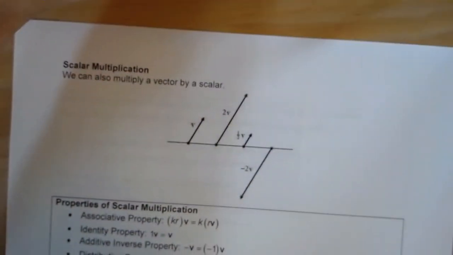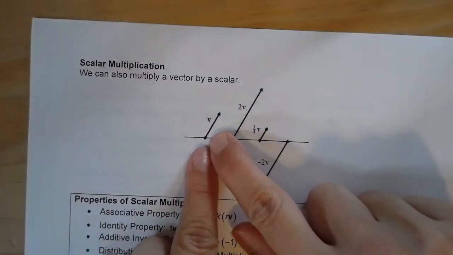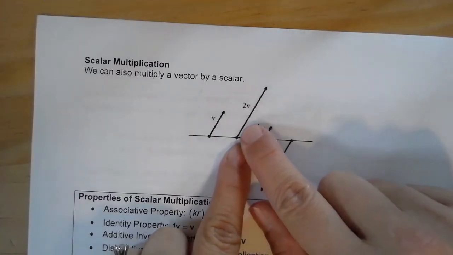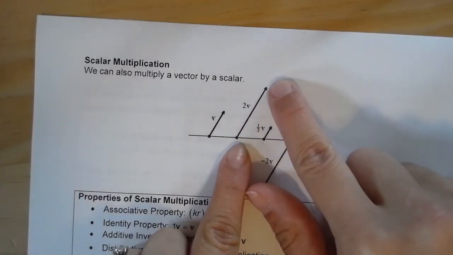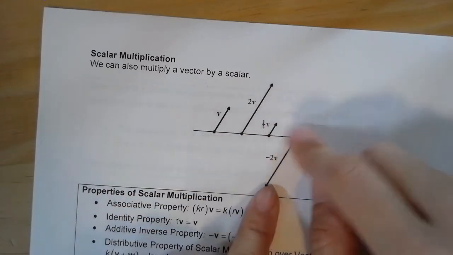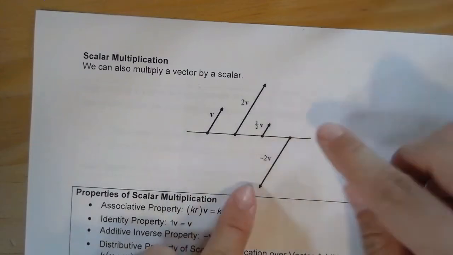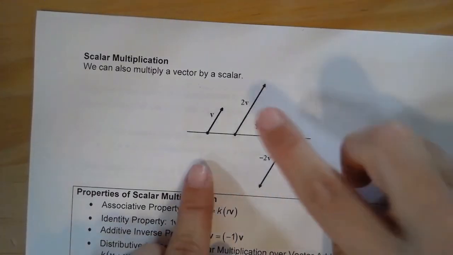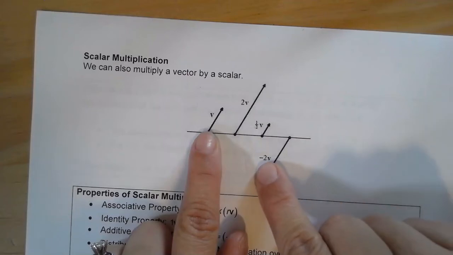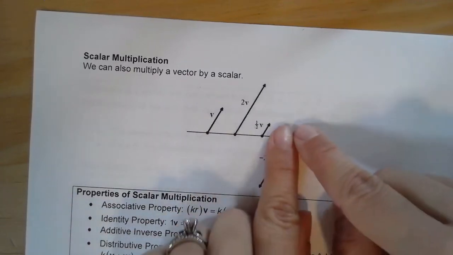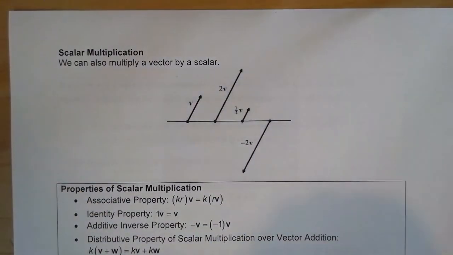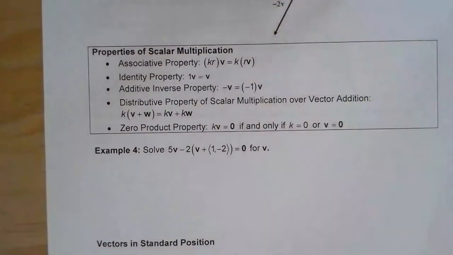Then we have scalar multiplication. If we have vector v, 2v is double that first vector. Half of v would be just half of that original vector. And when you multiply by a negative, it goes in the opposite direction. So here we have v, and we're going to multiply by -2. First we double it, and then we flip it, so it's in the opposite direction. Okay. Alright, so here's some more properties, specifically with scalar multiplication.